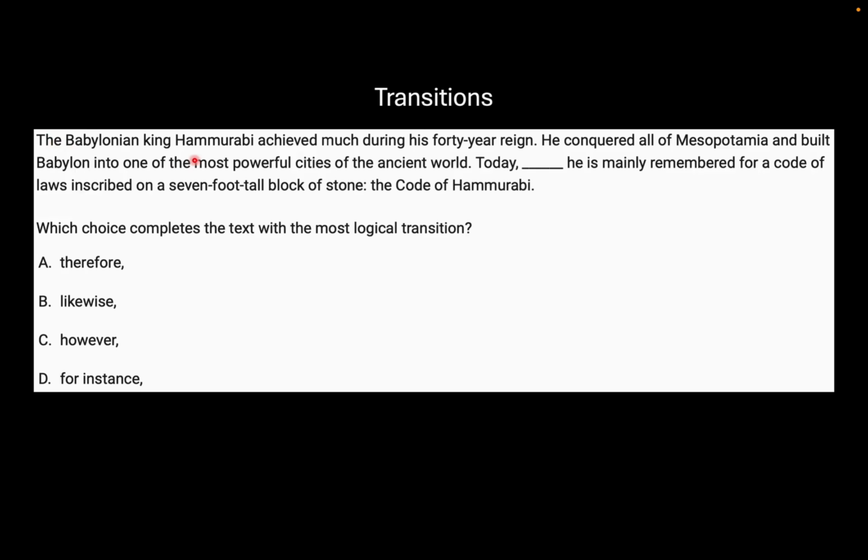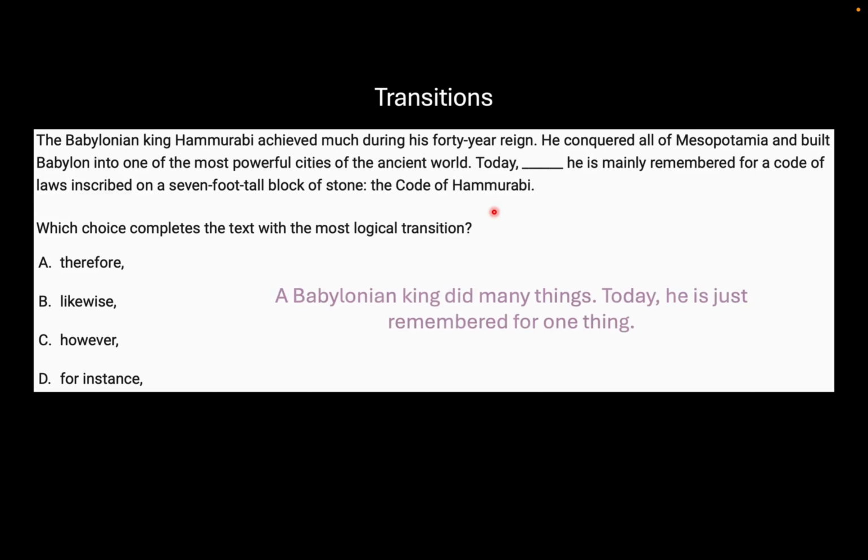The Babylonian king Hammurabi achieved much during his 40-year reign. He conquered all of Mesopotamia and built Babylon into one of the most powerful cities of the ancient world. Today, he is mainly remembered for a code of laws inscribed on a 7-foot-tall block of stone, the Code of Hammurabi. So basically, a Babylonian king did many things, but today he's just remembered for one thing. So again, this is contrasting. He did many things, but he's remembered only for one thing.